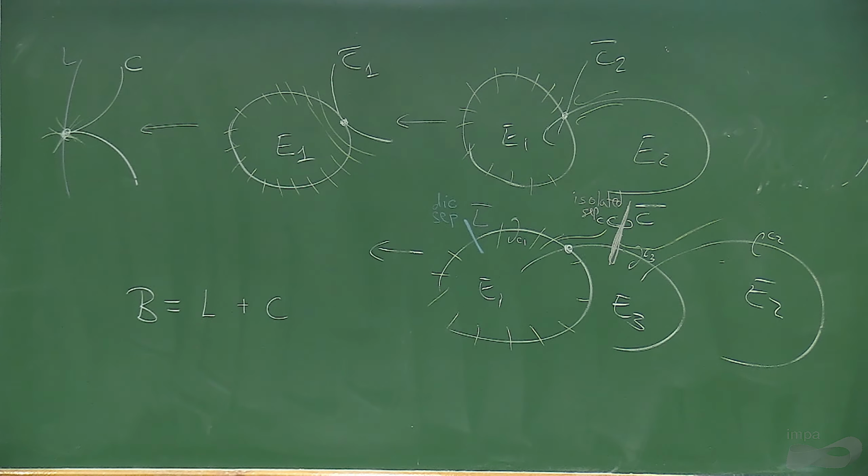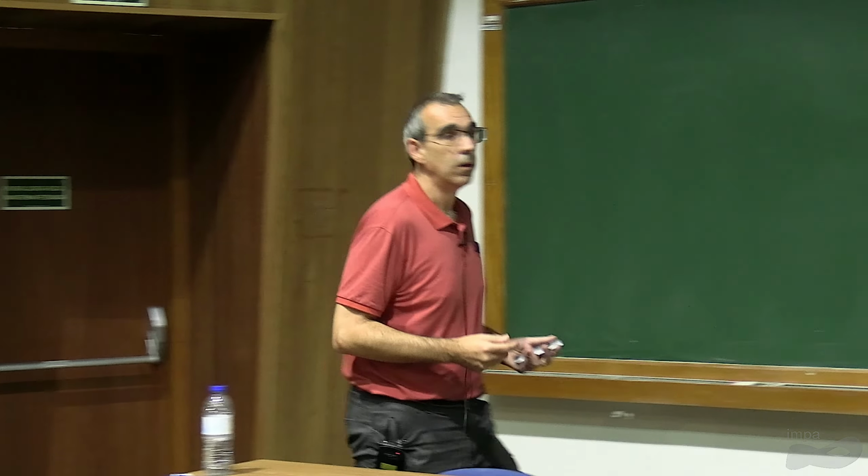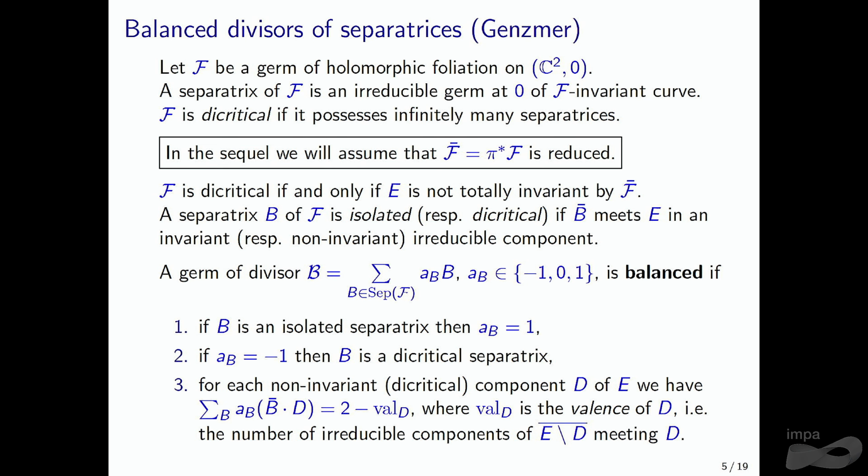Sorry, but the coefficient of L is minus? It is plus in this case. In more general, involved situations, it's necessary to put the minus, but in this case it's plus. It's an implication: if the weight is -1, it is dicritical, but the converse is not necessary.